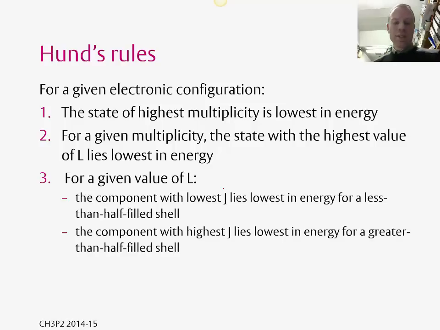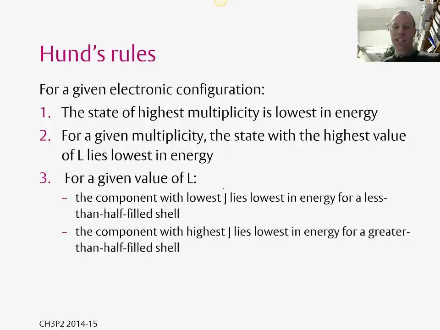And finally, for a given value of L, we then have a choice. If the shell is less than half filled, like carbon in the ground state when you've got 2 electrons in the p orbital, then the component with the lowest J value lies lowest in energy, whereas it's the other way around if the orbital is more than half filled.